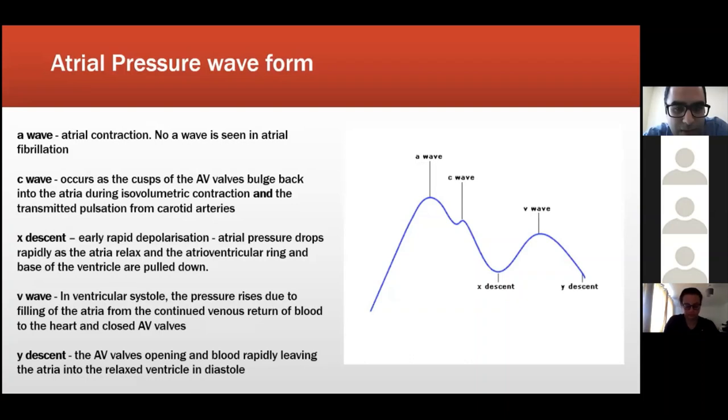The C wave is during your ventricular contraction, where the atrioventricular valves bulge backwards into the atria, and that reduces the volume and raises the pressure within the atria. It can also be due to transmitted pulsations from the carotid artery.